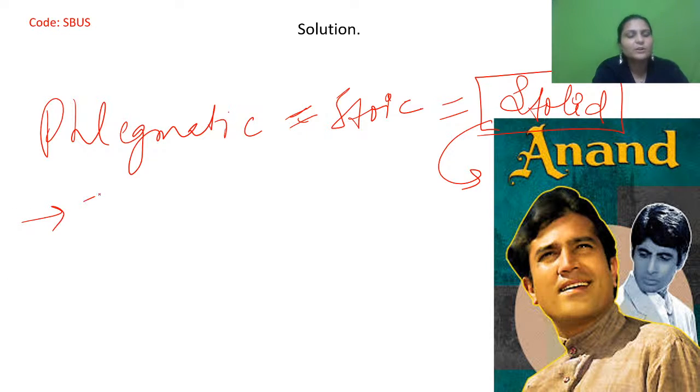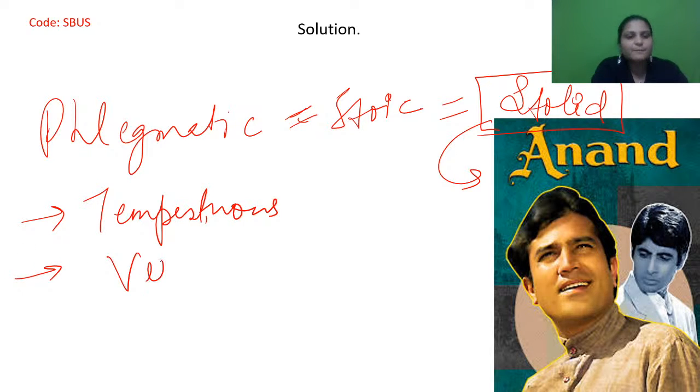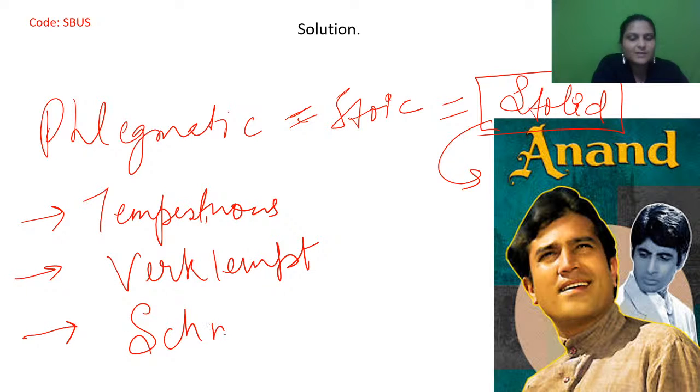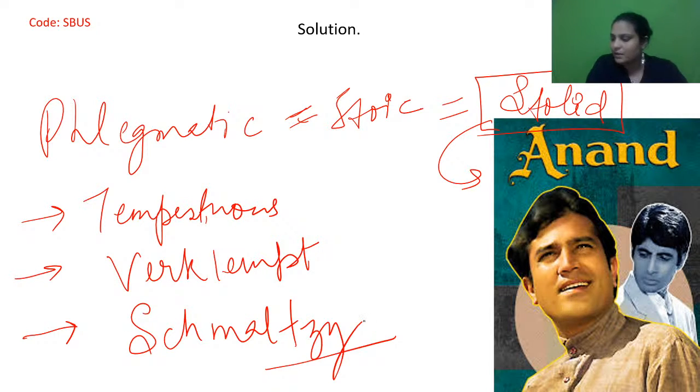Now, there were three other words. Tempestuous. Then you have verklempt. Have any of you seen the movie The Professor? Johnny Depp's movie? Yes, Mishra. Now everybody is becoming nostalgic. And the last one is schmaltzy. So tempestuous, verklempt and schmaltzy.